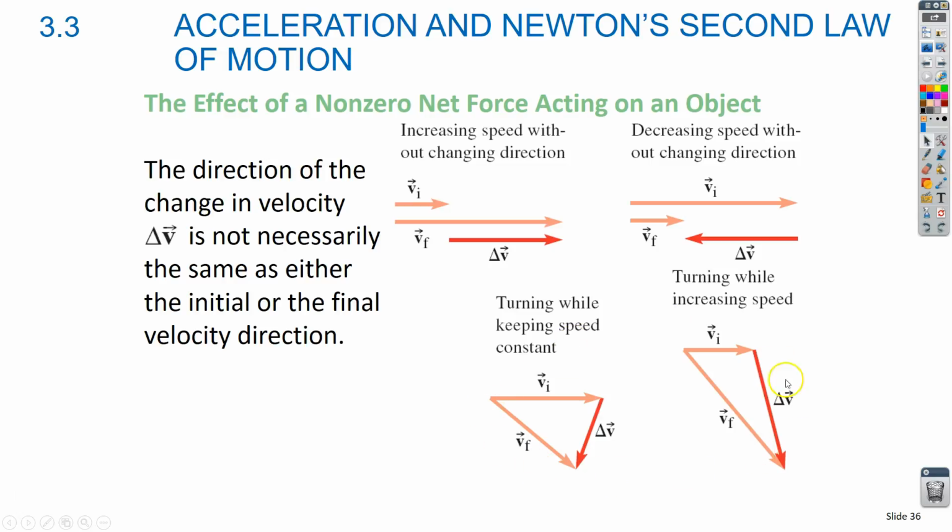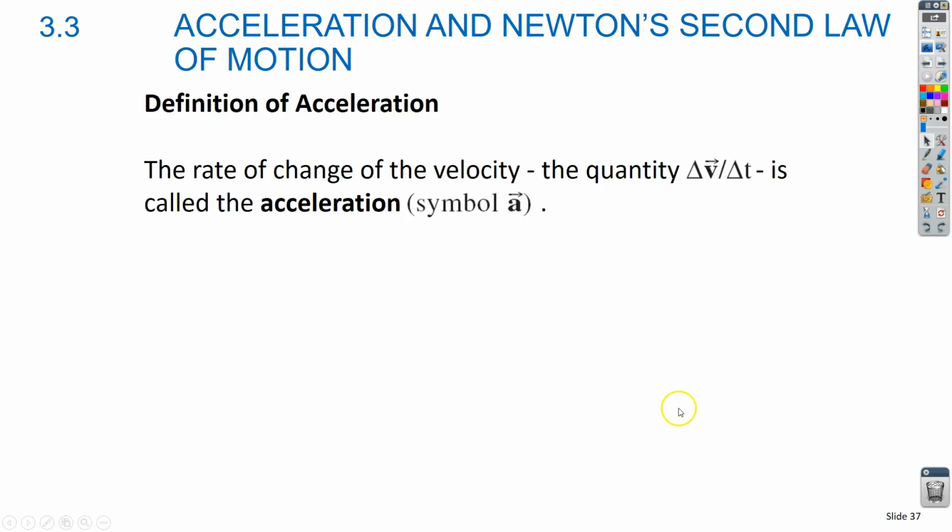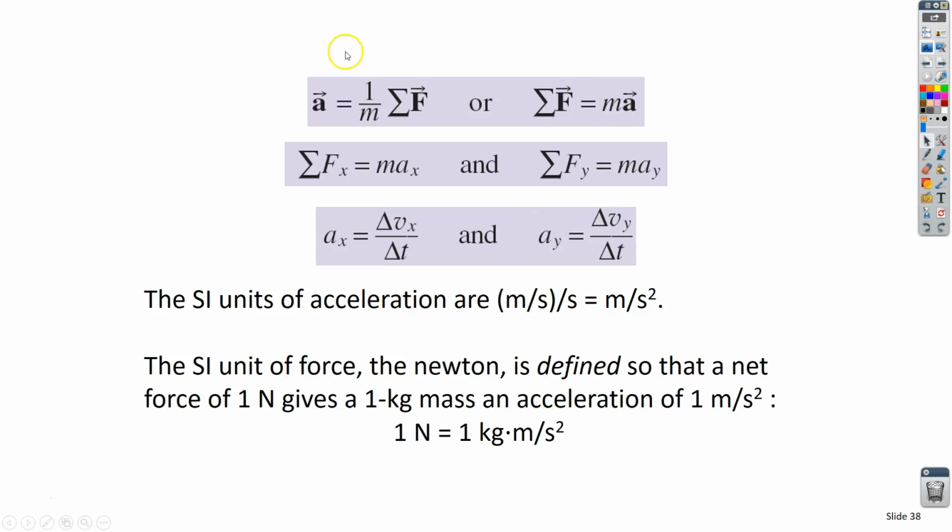This talks a little bit about that turning. So as I turn, my change in velocity can happen even if my speeds are both the same along that curve. Going back to acceleration, the rate of change of velocity, that quantity delta v over delta t, is acceleration. And then these are our equations that we're going to use. And this equation can be written a little bit better.